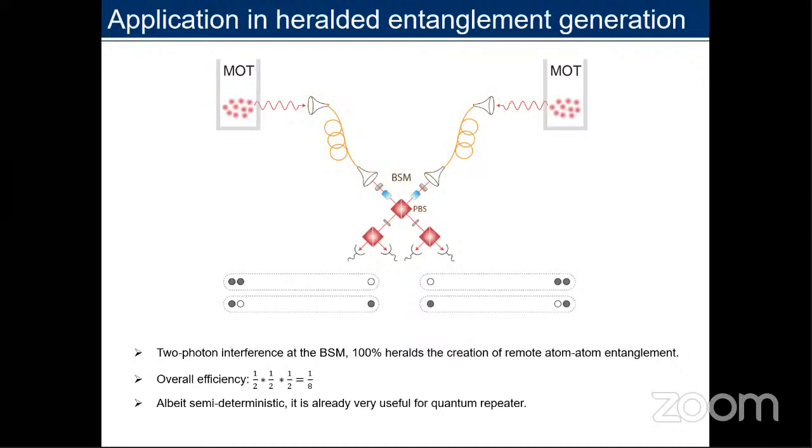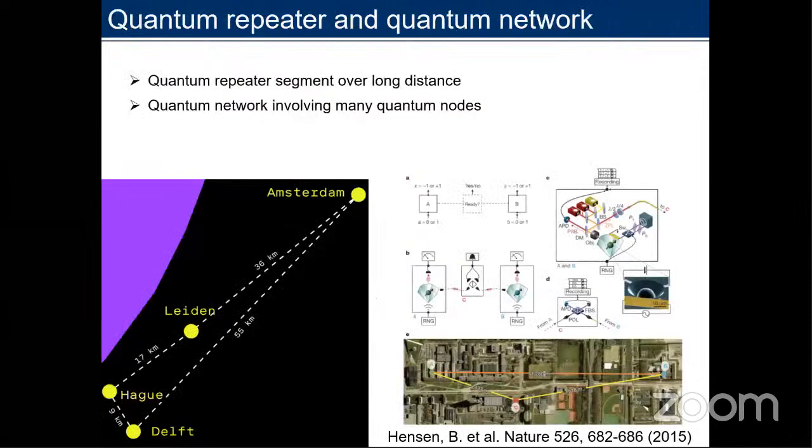With two pairs of such atom-photon entanglement, it's straightforward to create remote atom-photon entanglement without contribution of high-order events. The overall success probability is 1/8. Albeit the scheme is semi-deterministic, it is already very useful for a quantum repeater.